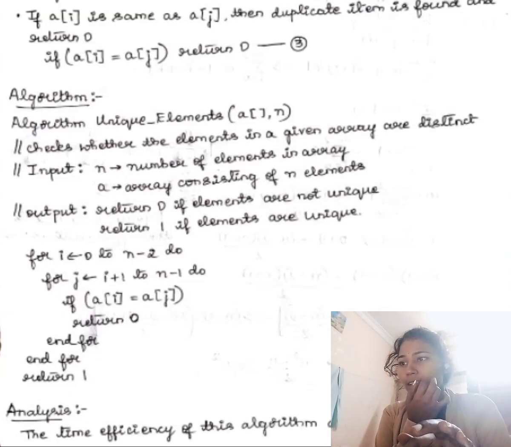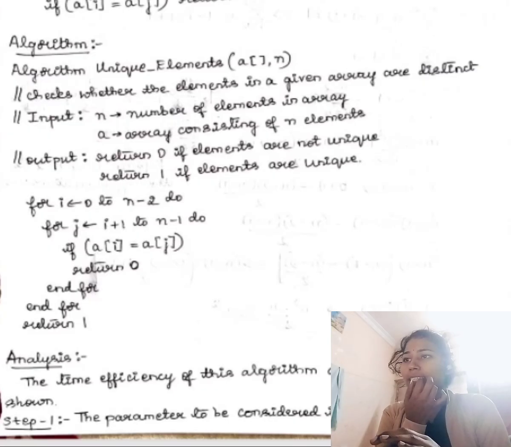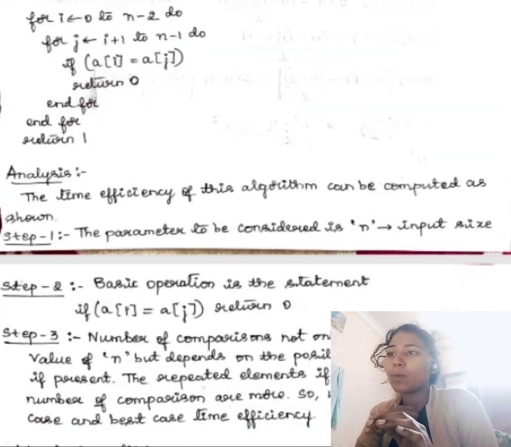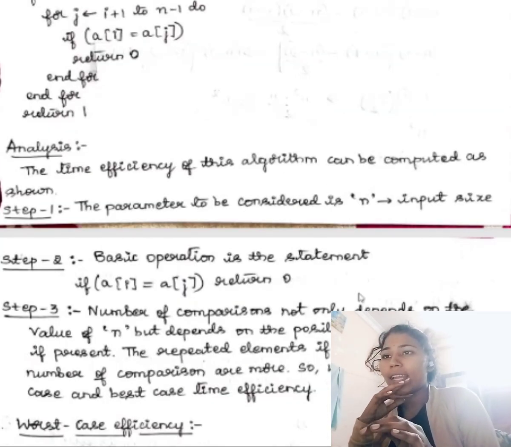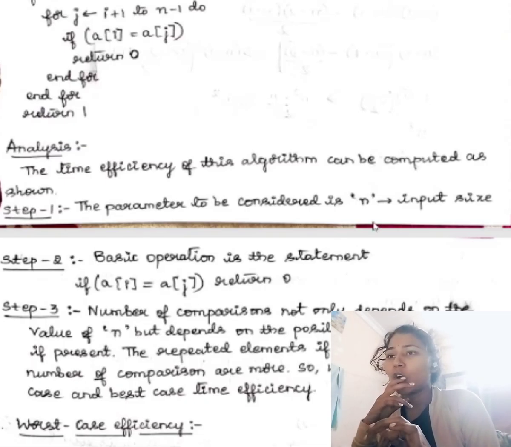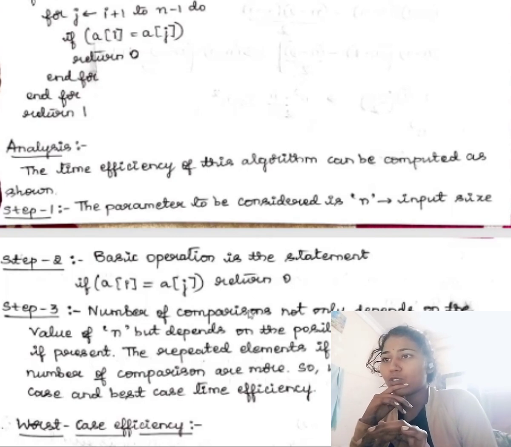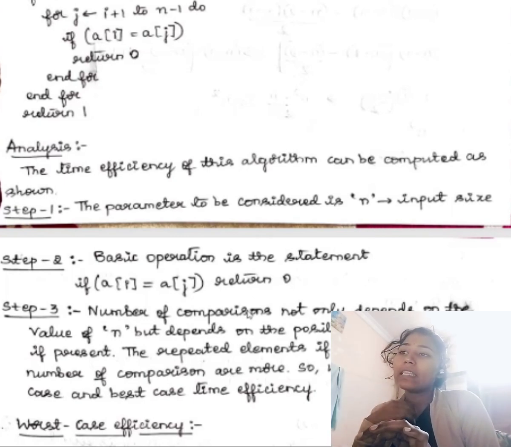Now let's analyze the time efficiency of this algorithm. As in the previous one, the parameter to consider is n, because the input size is n, and the basic operation statement is A[i] equals A[j].